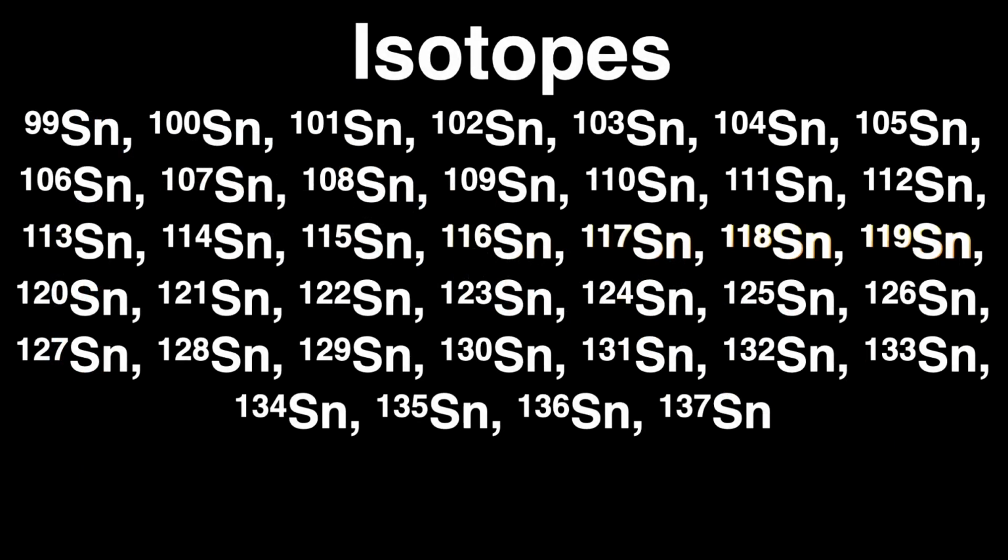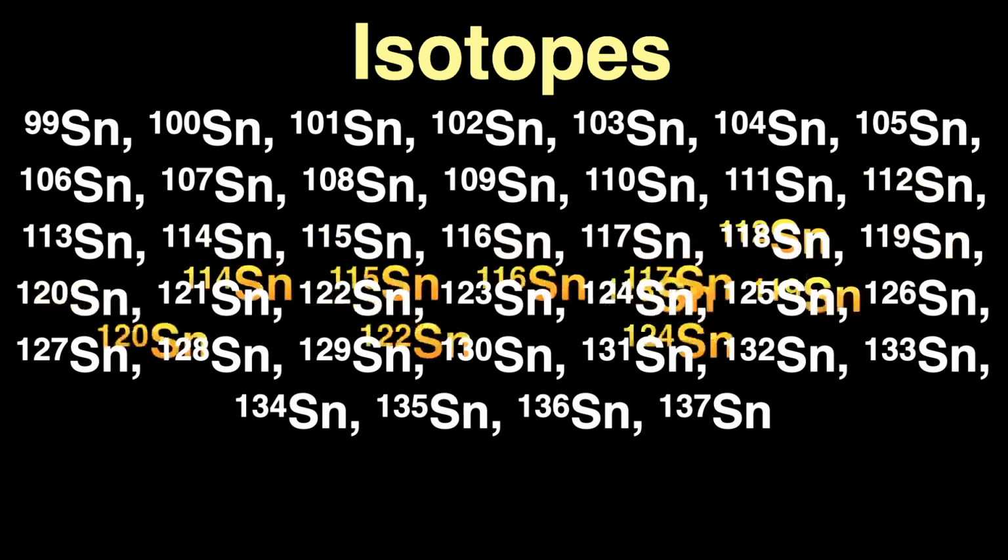Each element has many different forms. For each specific element, the number of protons in the nucleus is the same, 50 protons for tin, but there can be different numbers of neutrons in the nucleus. All these different forms are called isotopes, and they're chemically identical to each other, but with slightly different weights. The number you see next to the chemical symbol is the total number of protons and neutrons in the nucleus.